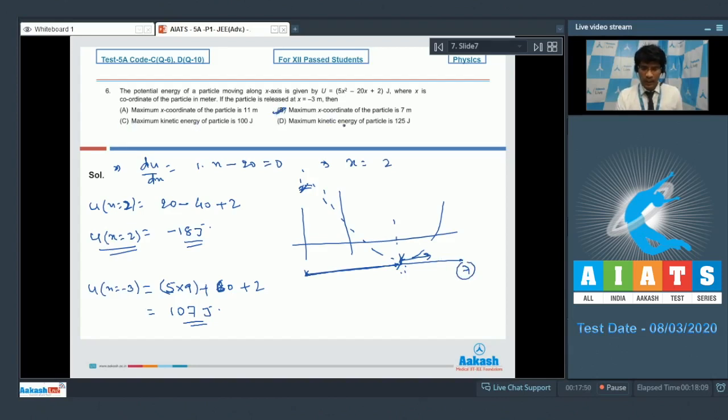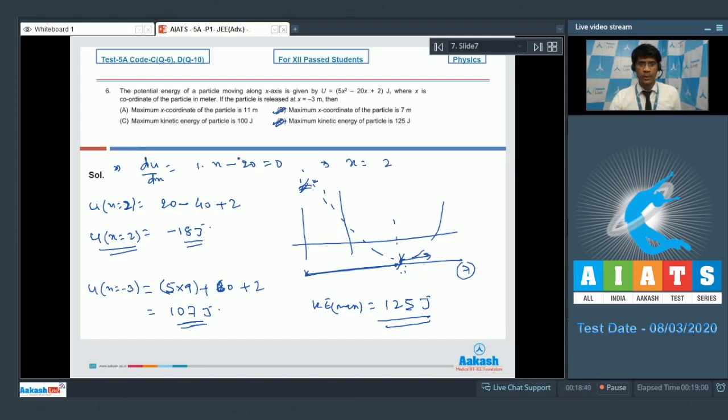Maximum kinetic energy of the particle: at this point the potential energy was 107 joule and here it was −18. So the total change in the potential energy will be equal to the gain in kinetic energy, and since it starts with 0 kinetic energy, the maximum kinetic energy will be, adding 18 here, 125 joule. So option D is also a correct answer for question number 6. So finally we got B and D as the correct answers.